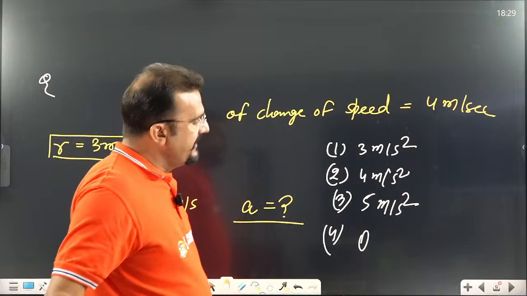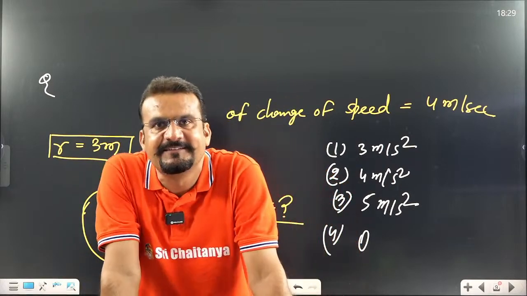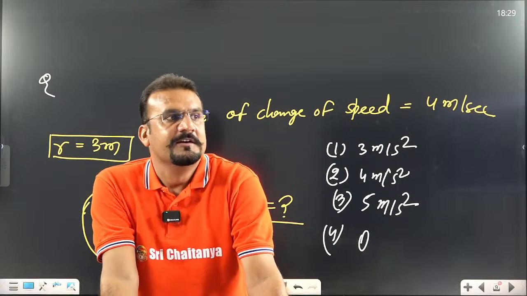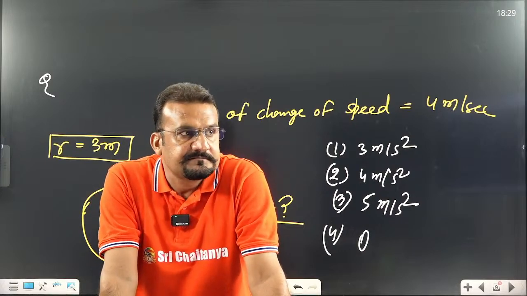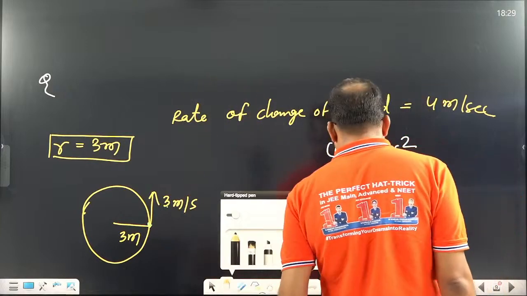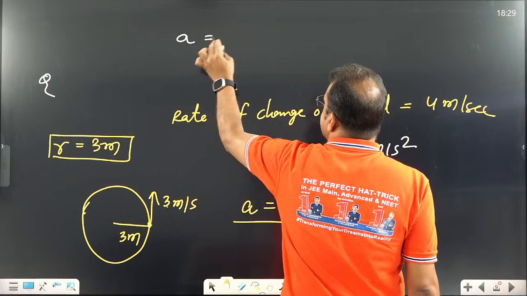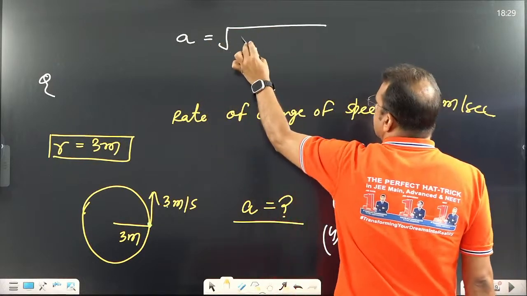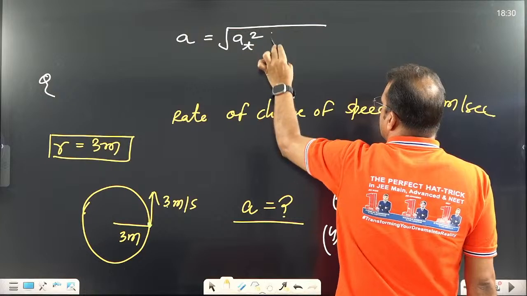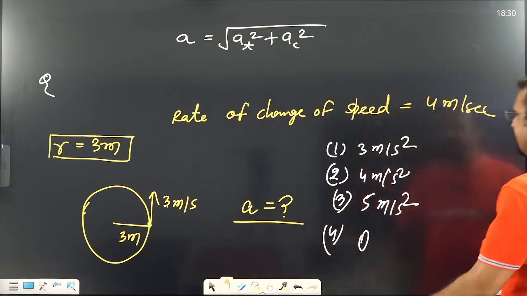Which option? Yes, very good. Most of the students are right. Yes, this type of energy, this type of response I want. Yes or no? What is that? Sir is asking about net acceleration. Whenever net acceleration is asked, you should remember net acceleration is under root AT square plus AC square. Now you find out AT and AC separately.